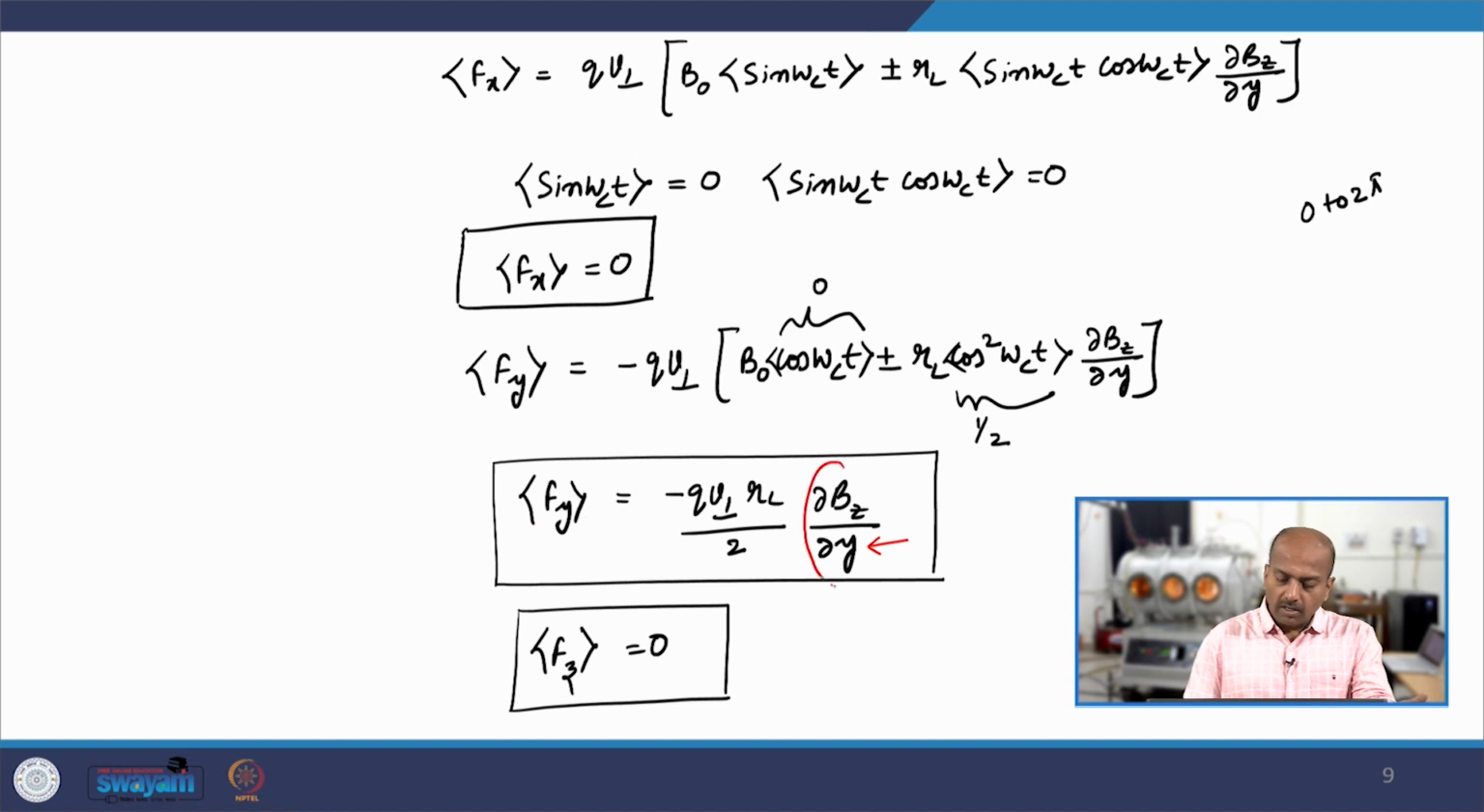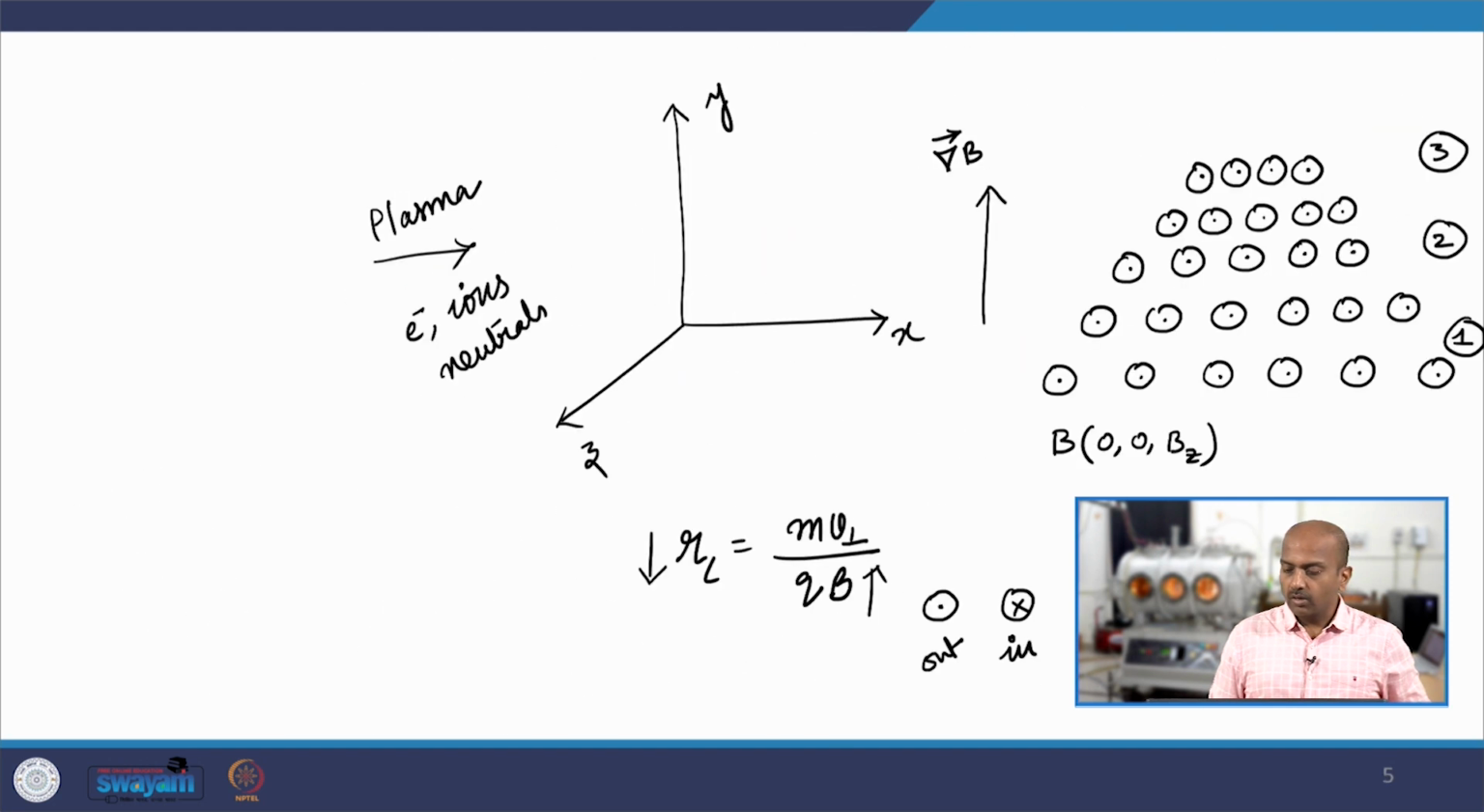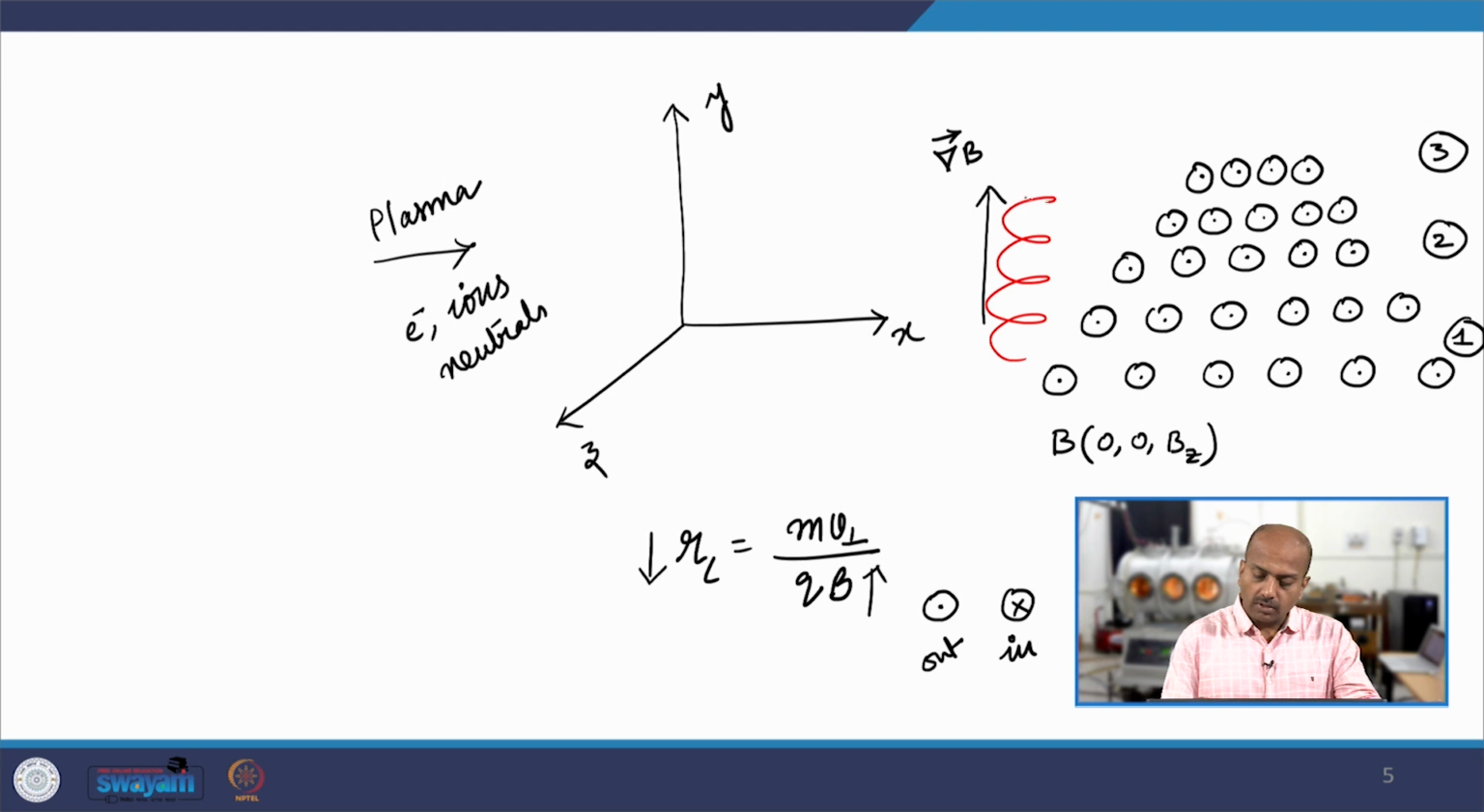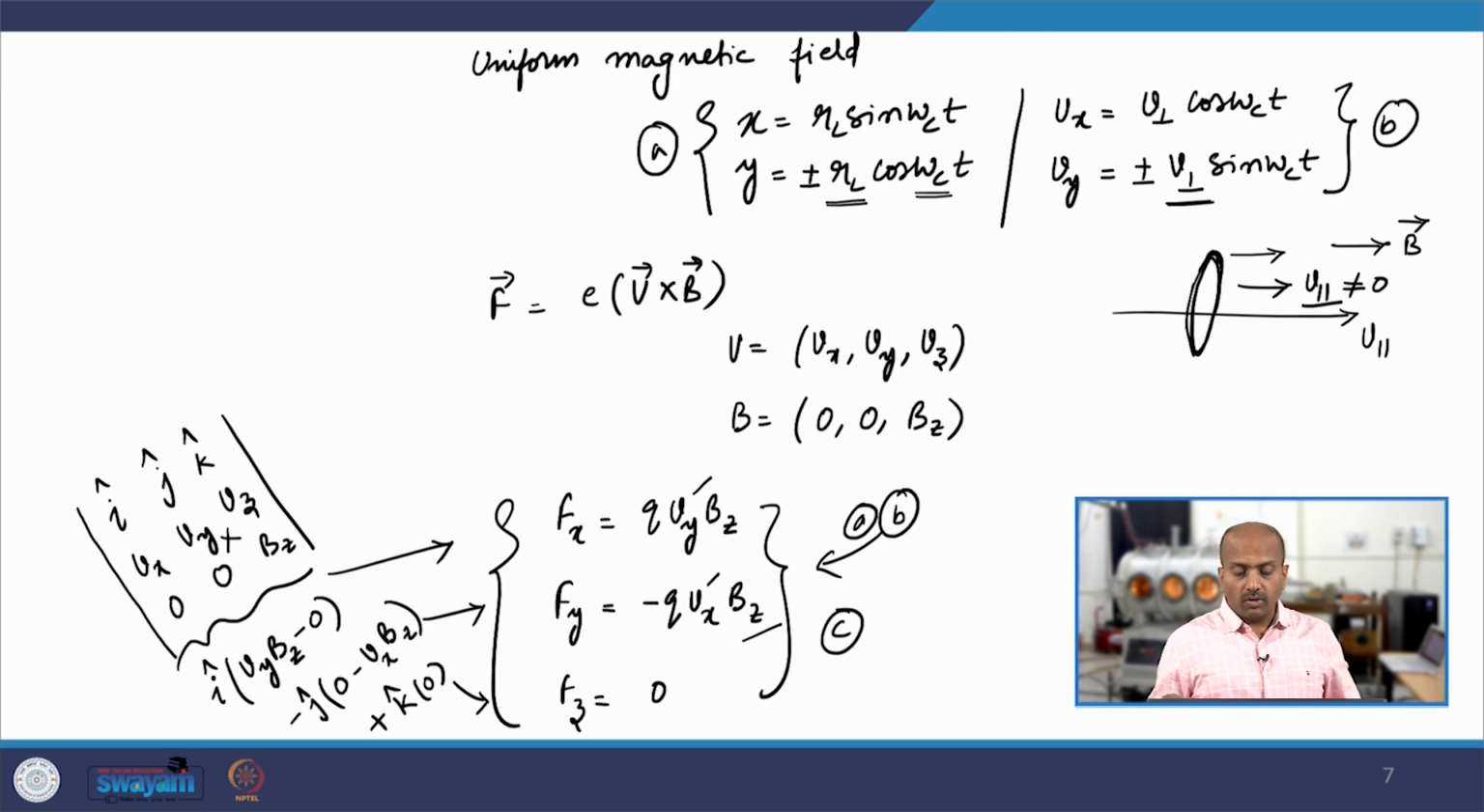So, you see here Fy seems to be dependent on dou Bz by dou y, and at the same time Fx is 0 and Fz is 0. If you take the original magnetic field configuration that we started with, what you are able to see in this picture is that as the particle moves in this direction, it is experiencing a force in the y direction, the average Fy. So, what is the total effect of this?